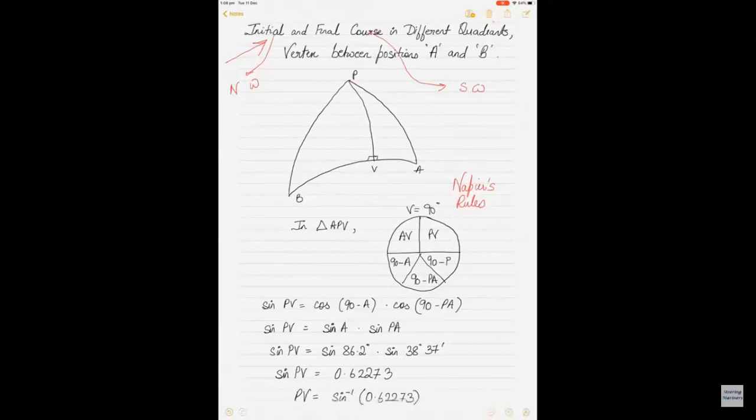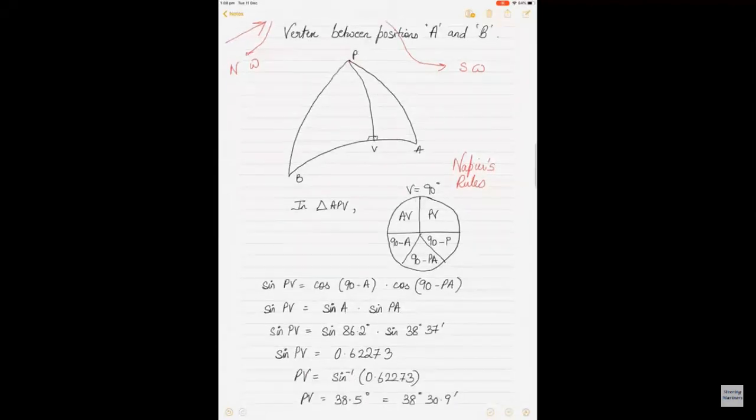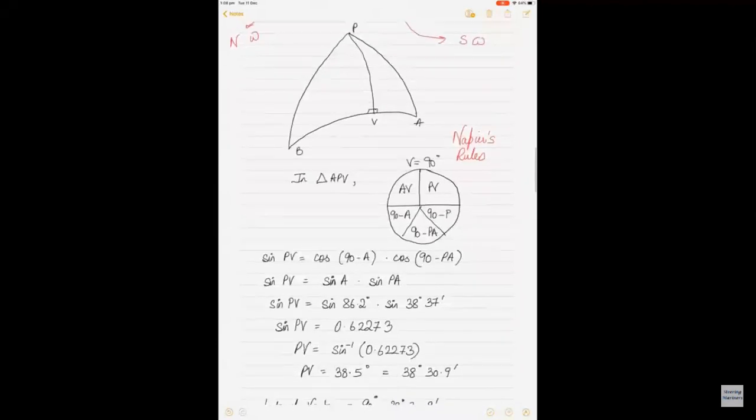Right. So the vertex lies somewhere between A and B. So we make the circle, and then to find out the vertex, we use the principles of Napier's rules, because it is a right angle triangle. The angles opposite sides are 90 minus A, 90 minus B, and opposite side 90 minus PA. Now to use Napier's rules, we just take any one triangle. I am taking triangle APV.